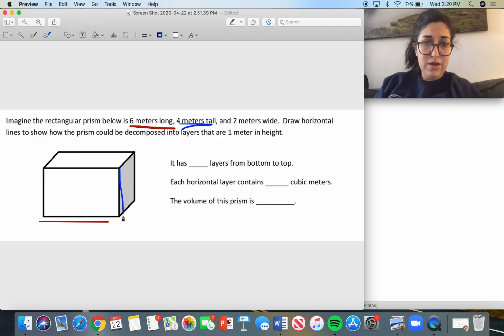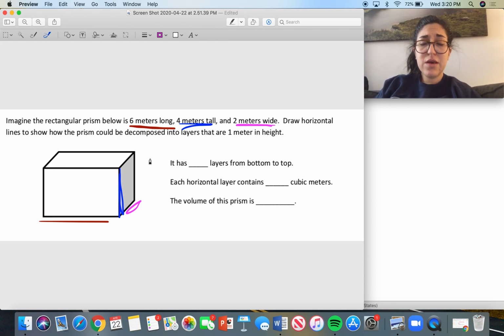Tall is up and down, right? Just like how tall are you? And 2 meters wide. Draw horizontal lines to show how the prism can be decomposed into layers that are 1 meter in height.